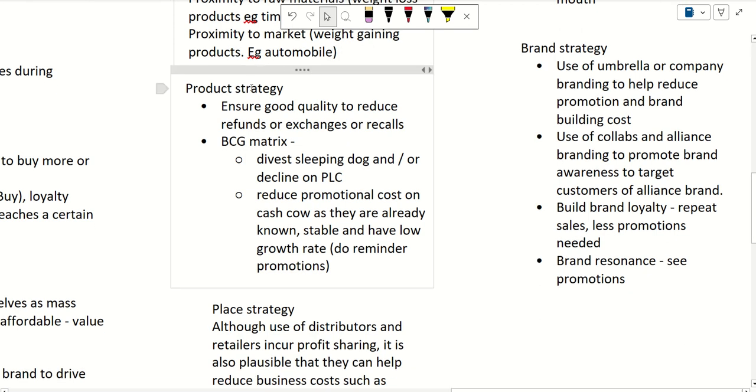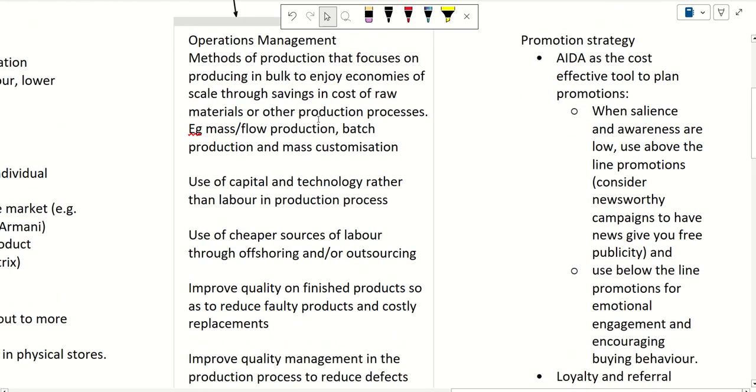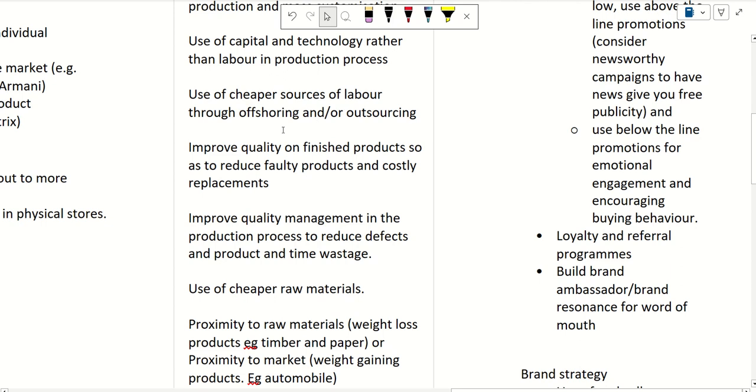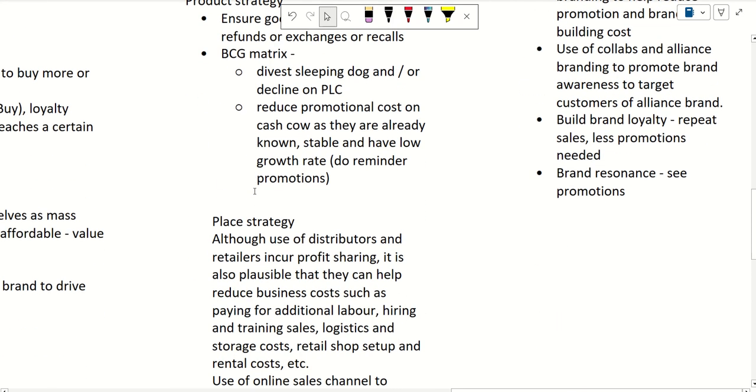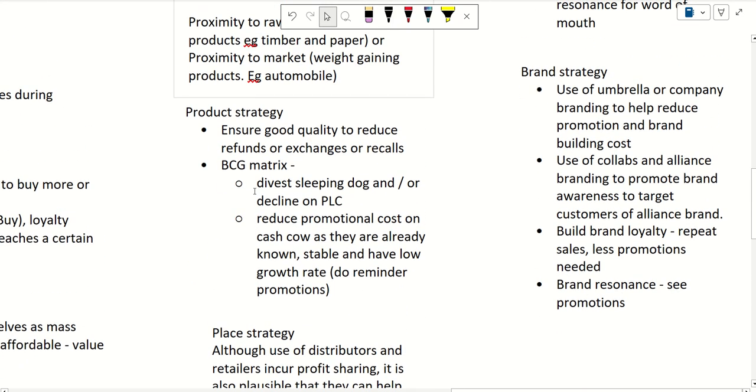Okay, next, product quality, product strategy. So ensure good quality so that you don't have refunds and costs. This is the same thing, right? It looks repetitive, but that is what I mean by relationship between different concepts. Okay, so bring back BCG. You have that sleeping dog, please divest, that means sell it away, or decline on the BLC, that means your product is already declining, the sales decline. So you try to either cut it off or sell it, right?